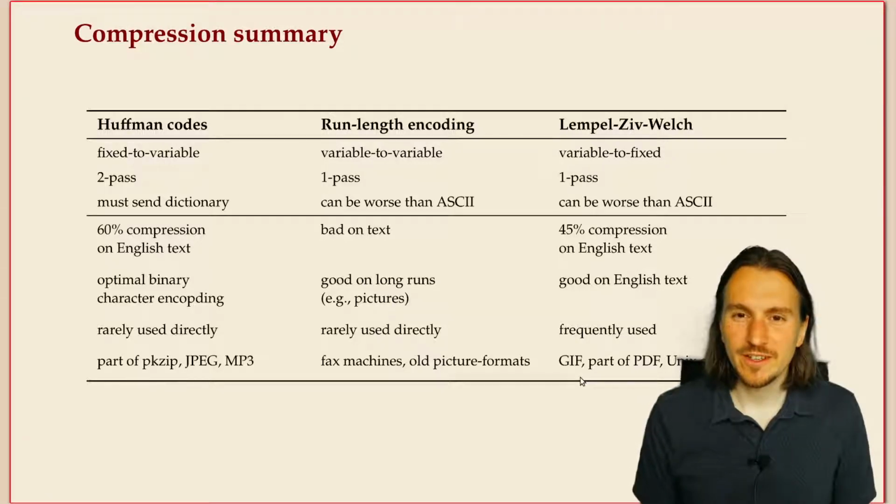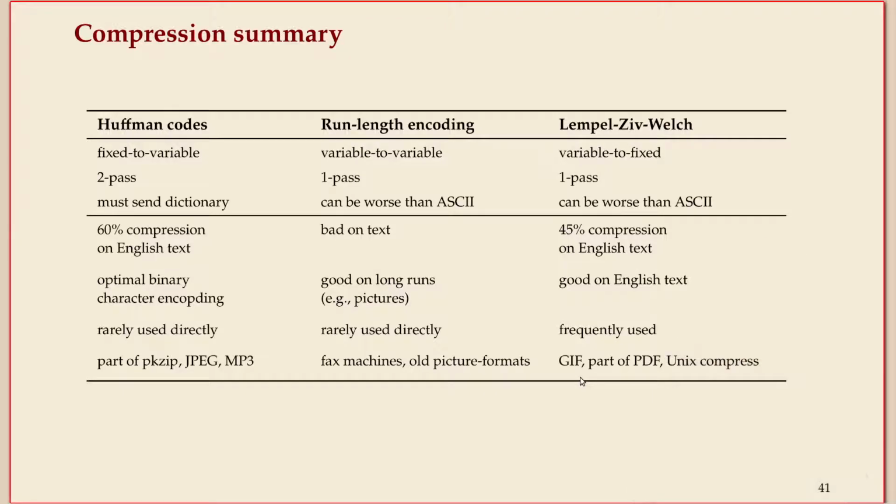I have a last slide on this part where we have a little comparison of these three methods that we've seen: Huffman codes, run length encoding, and Lempel-Ziv-Welch. Most of the things that are in here we already discussed when we were discussing these methods in more detail. And this also gives some typical applications and some numbers for English text, where you see Huffman is actually not too bad if you start with ASCII, but then Lempel-Ziv-Welch gets it down a good bit more.